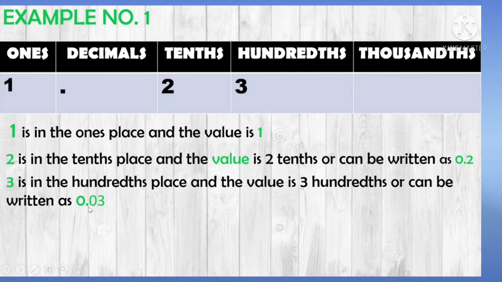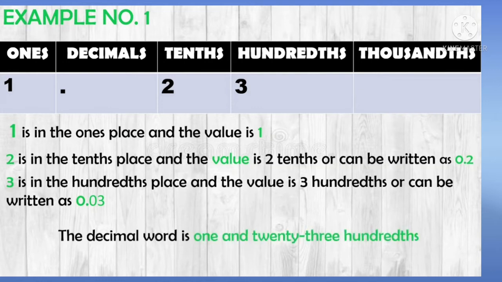Why 0.03? Because the 3 is in the place value of hundredths. So, tenths, hundredths. That is how we write 0.03. Okay? So, the decimal word is 1 and 23 hundredths.